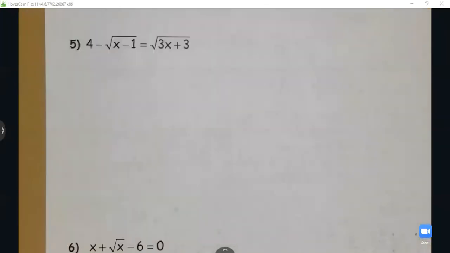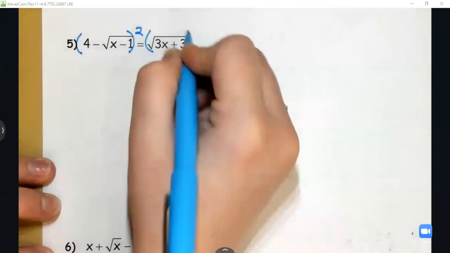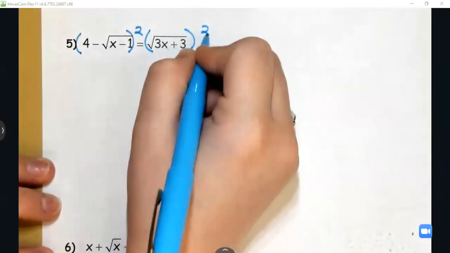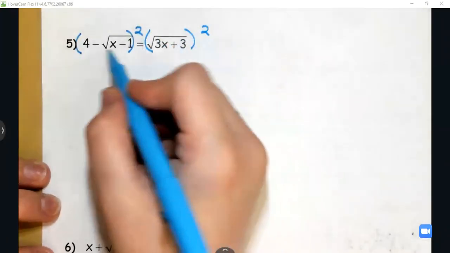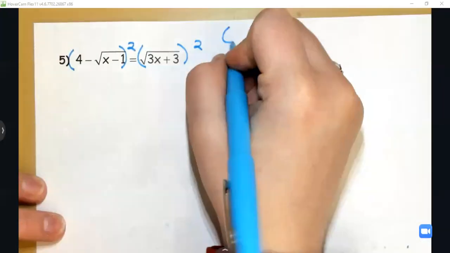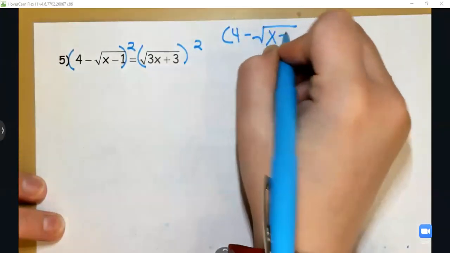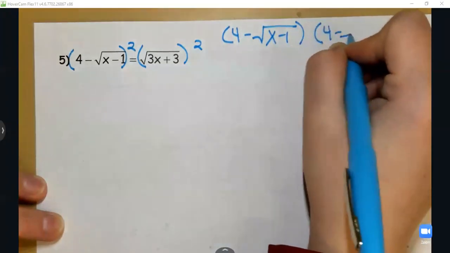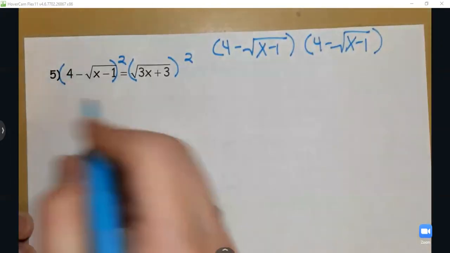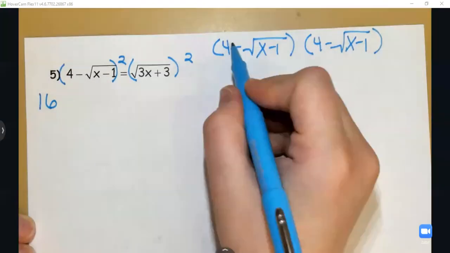Okay. 2 more. Let's go on to the back side. Number 5. This is probably the trickier kind of problem that you're going to be seeing. So I've got a radical on both sides, so I need to square both sides. And on the right side, it's going to work out pretty nice. I'm going to cancel my radical, but on the left, this is actually a binomial. 4 minus square root of x minus 1, times 4 minus square root of x minus 1. So we have to FOIL. So let's start. 4 times 4, that's going to give us 16.